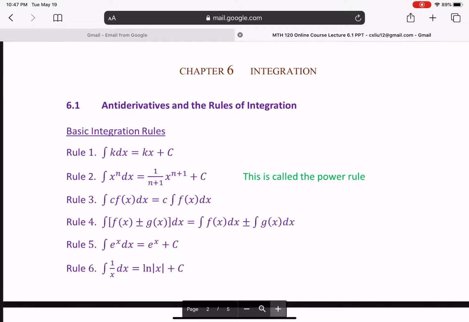Rule 3, if you take the integral of c times f, you can take out the c from the integral. Rule 4, if you integrate the sum or difference of two functions, you can always integrate each function separately and add or subtract them. Rule 5, the integral of e to the x is just e to the x plus c. We know the derivative of e to the x is just e to the x itself. Rule 6, if you integrate 1 over x, you get the natural log of absolute x plus c. We know the derivative of natural log of absolute x is 1 over x. So you can always check the formulas by taking the derivative on the right side to get the integrand on the left side.